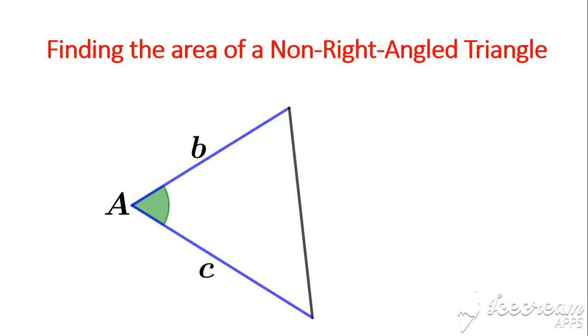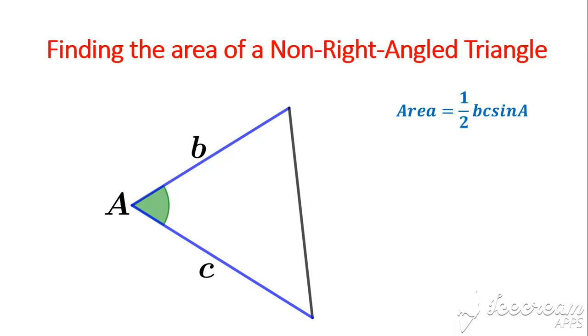Right, to find the area of a non-right angled triangle, we need the following setup. We need to know an angle and the two sides that are adjacent to the angle. Think of it like a Pac-Man. We know the angle of the mouth and the lengths of the sides that make up the mouth.